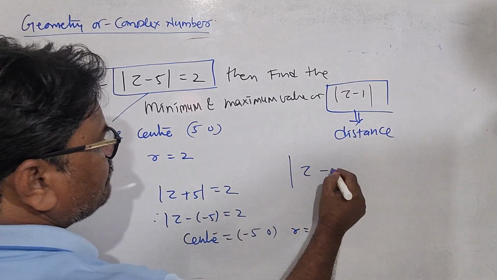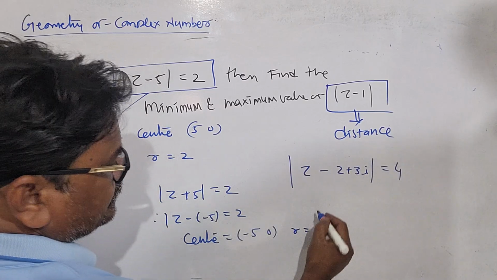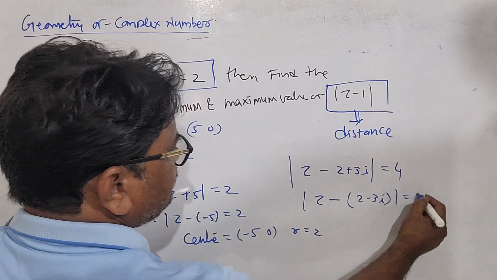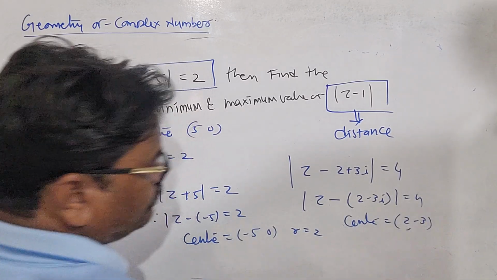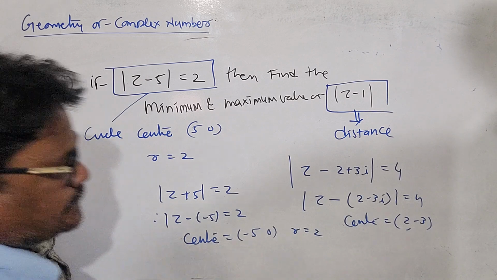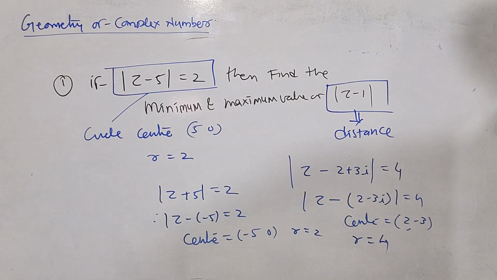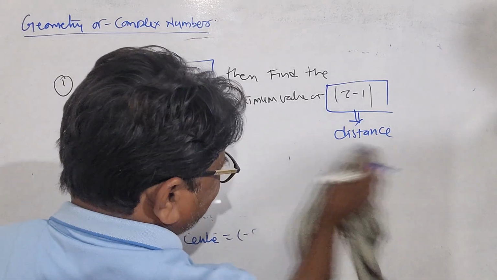Suppose that I have |Z - (2 + 3i)| = 4. Then this can be written as |Z - 2 - 3i| = 4. That is, the center is (2, -3). In coordinate geometry, the center will be (2, -3) and the radius will be 4, not 16. Correct? Fine. So these are the important points you have to take care of.